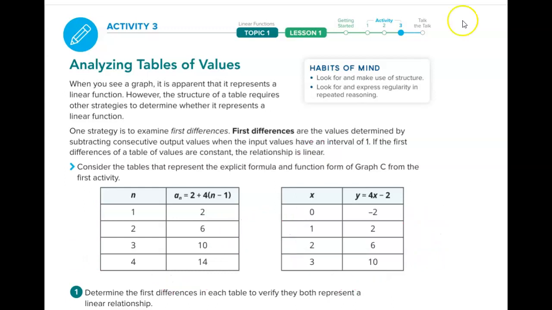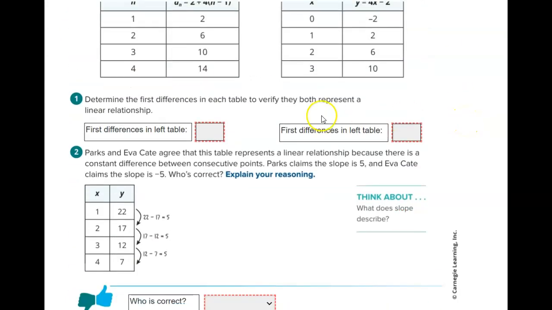And yes, since there's a consistent number here, the relationship is linear. Now next, you're going down here. Now we've already answered this question. What's the difference in the left table? Well, the first difference is positive 4. It's a difference of 4. The first difference in the, oh, this should say right. This should say right. This is also 4. It increased by 4 each time.